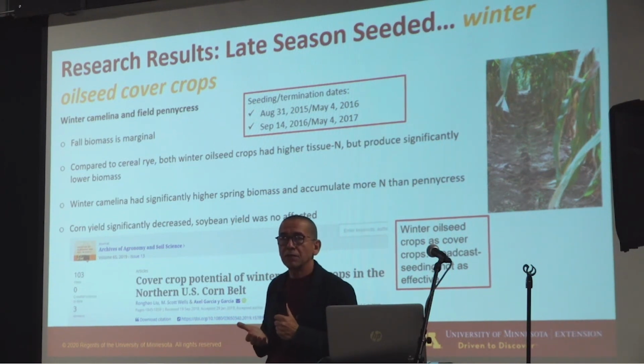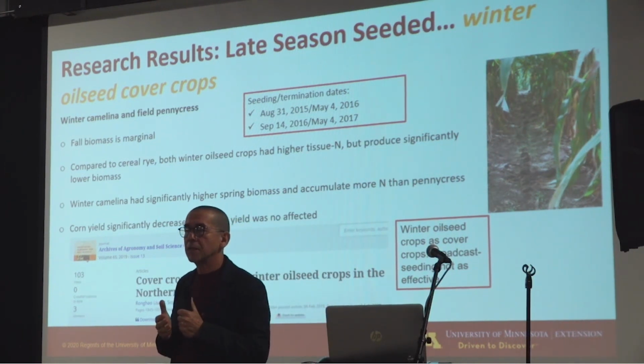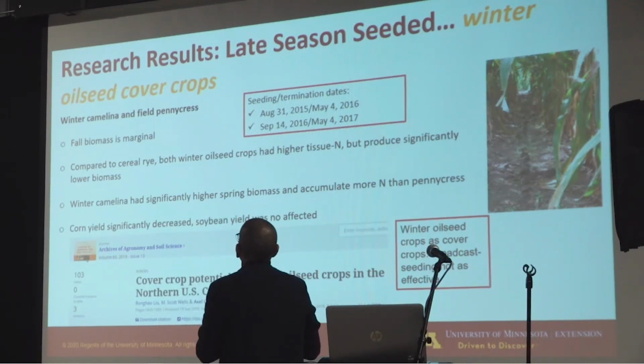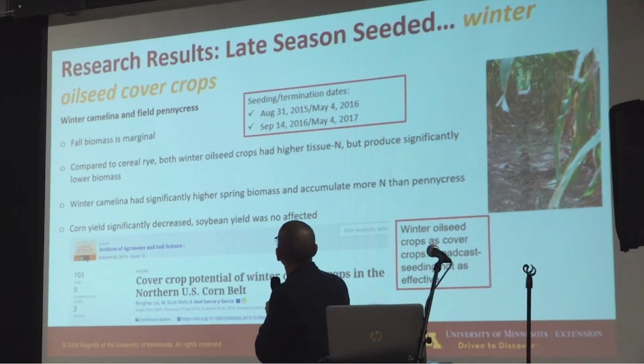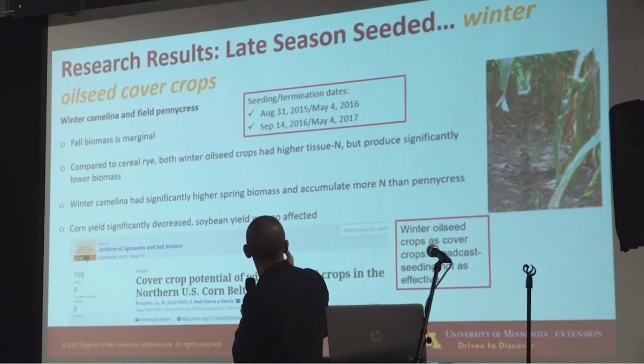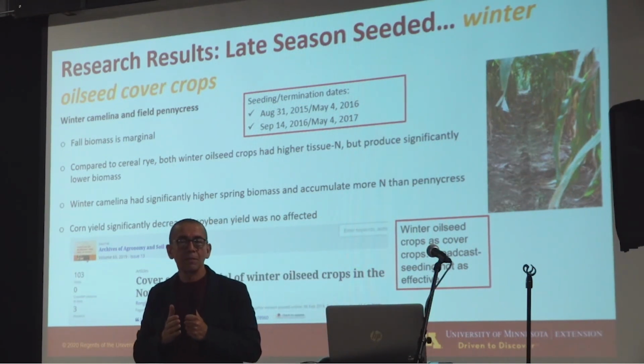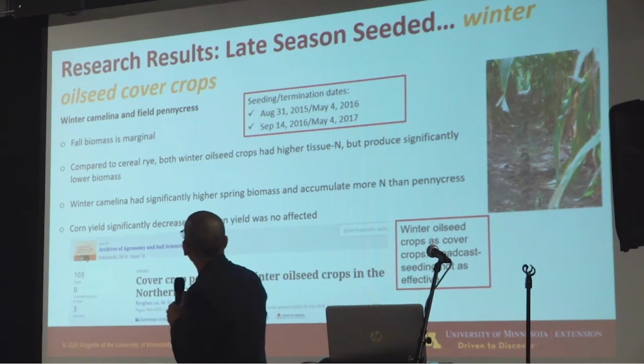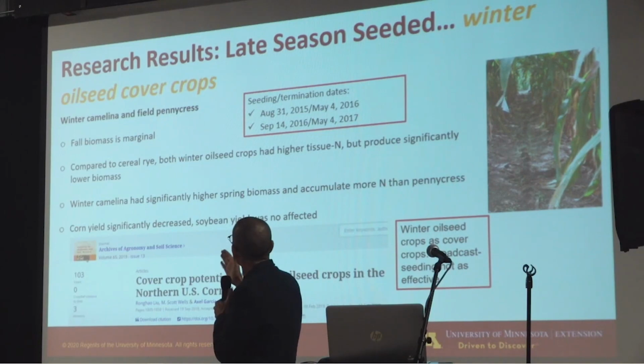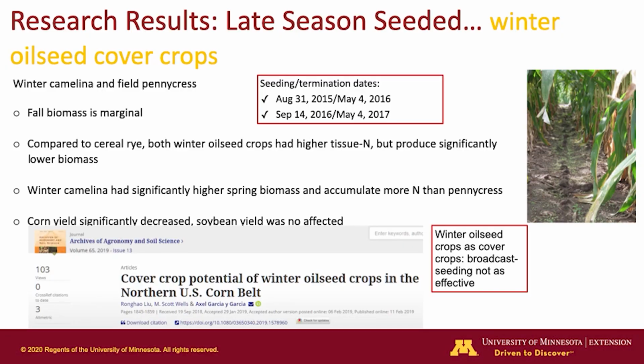Fall biomass was marginal for all 3 cover crops, which does not surprise me. Compared to cereal rye, both winter oilseed crops had higher tissue nitrogen but produced significantly lower biomass, okay? But that's just because it's a different species, the tissue nitrogen. Winter camelina had significantly higher spring biomass and accumulated more N than pennycress. So that was good because it tells us that winter camelina eventually could be used as a cover crop if our objective is basically to scavenge residual nitrogen and improve the quality of the environment.